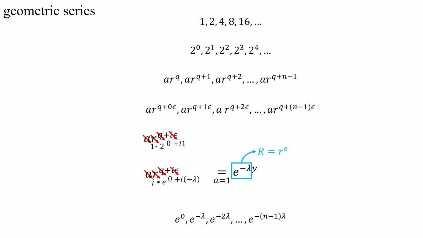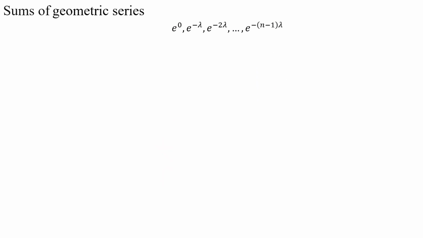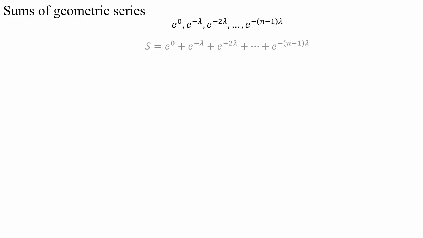One more thing notationally, which I point out because I do this in the text to simplify some of the notation: we might call this quantity e to the negative lambda, or more generally r to the epsilon, capital R. Now that we know what a geometric series is, we can talk about taking the sum of a geometric series.